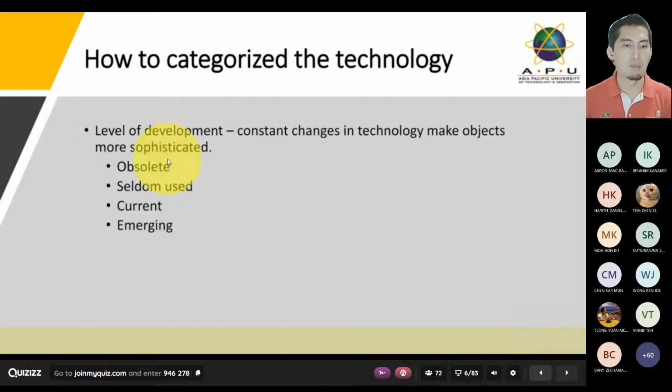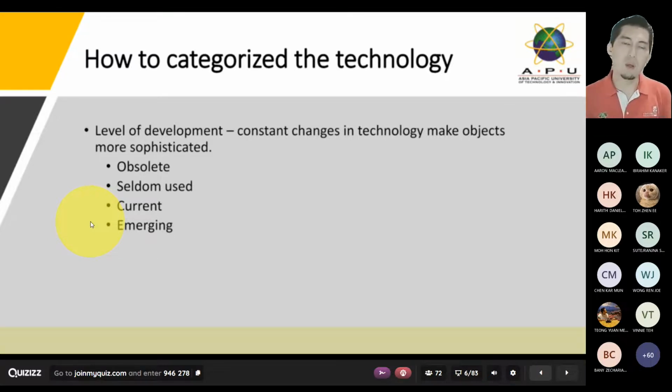What you see is, are there technologies that have become obsolete? Are there some which are still around but seldom used? The ones which are current, which are most used, and the ones which are emerging. They're still in the very early stages, and of course will be more popular after this. So it's important to see under which category they fall, because then you will know what to do with it.